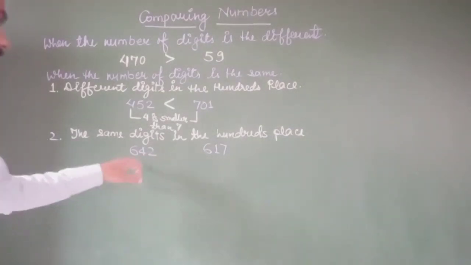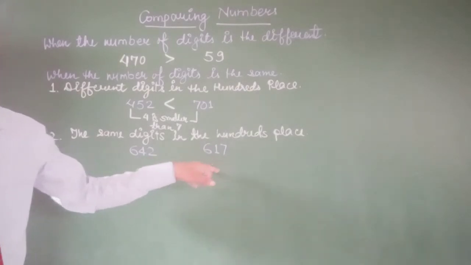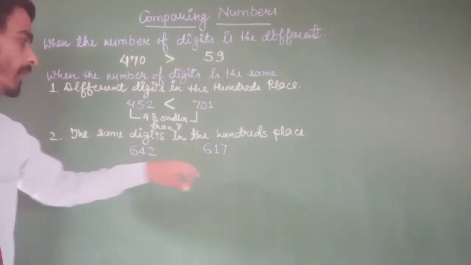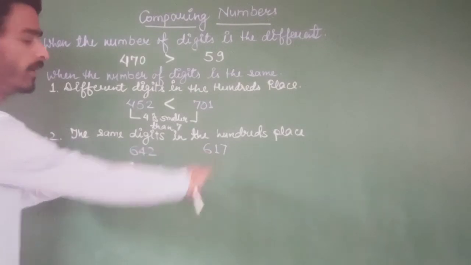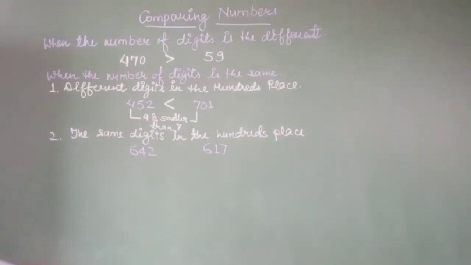When we compare the hundreds places, you can see that the digits in the hundreds places are the same.